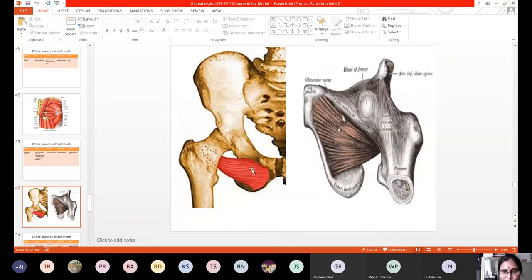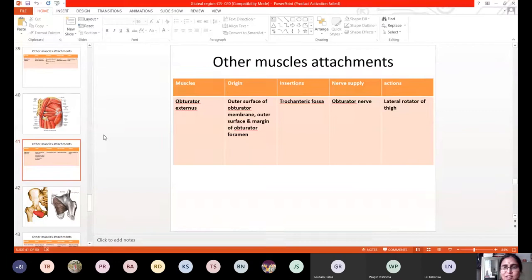See, this is the outer surface of the obturator membrane, the outer surface of the margin of the obturator foramen. And where does it insert? It inserts into the fossa. What is the name of the fossa on the medial aspect of the greater trochanter? Trochanteric fossa. Insertion is here, origin is here. It also produces a similar function like other small muscles, lateral rotation of the thigh. However, the innervation of this muscle is by the obturator nerve. Obturator nerve is the nerve of the medial compartment of the thigh.